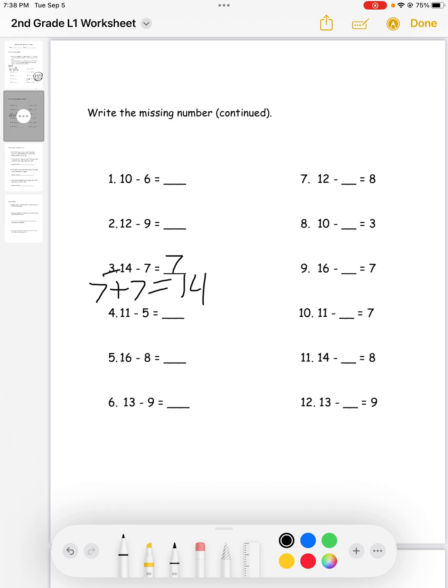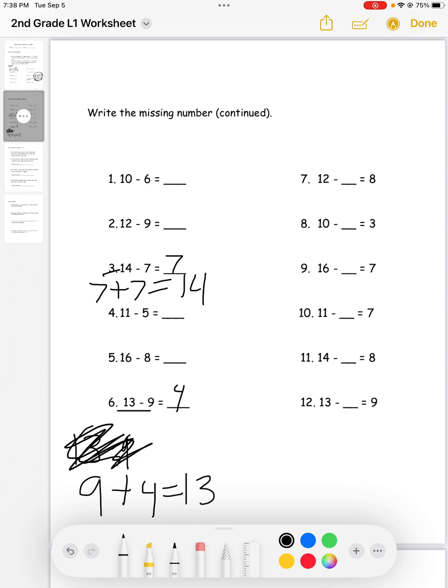And now let's do number 6. 6 is asking us what 13 minus 9 is. And 13 minus 9 is 4. And we could check our answer, just ignore this, by just adding 9 plus 4, which equals 13. That's how you check your answer.